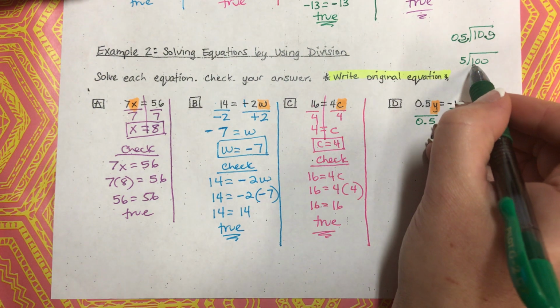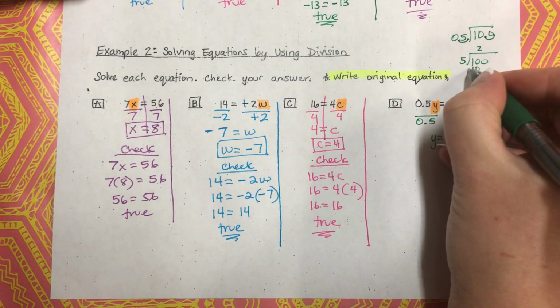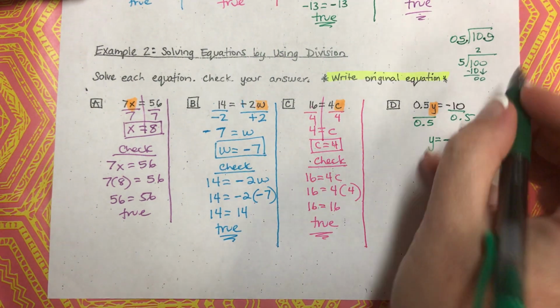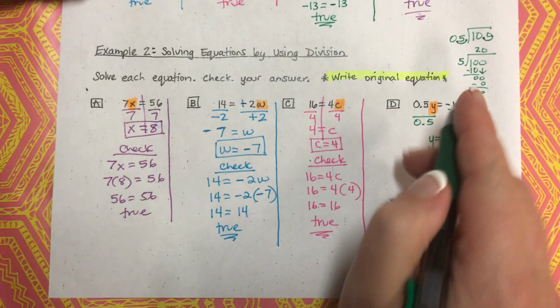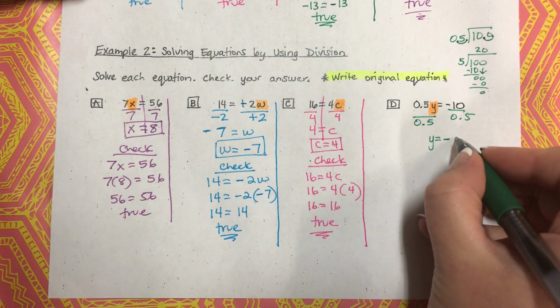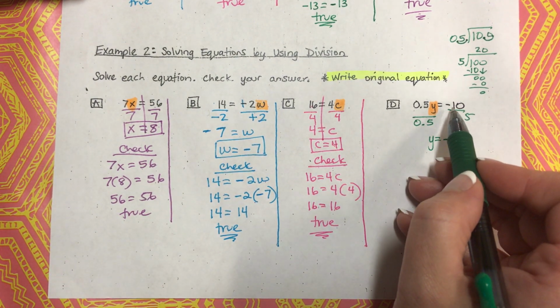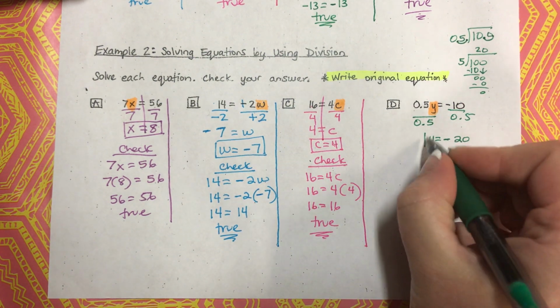So 5, does it go into 1? No. Does it go into 10? Yes, 2 times. 2 times 5 is 10. No remainder, but we drop that 0 down. Does 5 go into 0? No, it doesn't. 0 times 5 is 0. No remainder. Boom, we're done. So it goes in 20 times. So 10 divided by 0.5 is 20. And a negative divided by a positive is a negative.